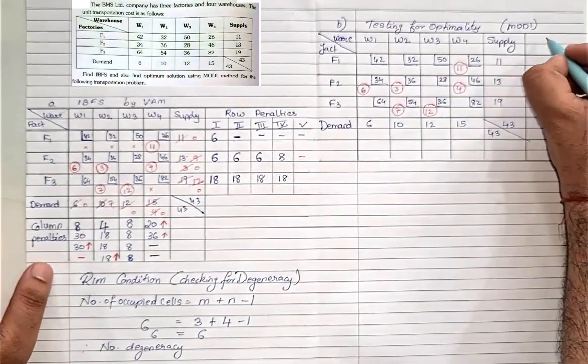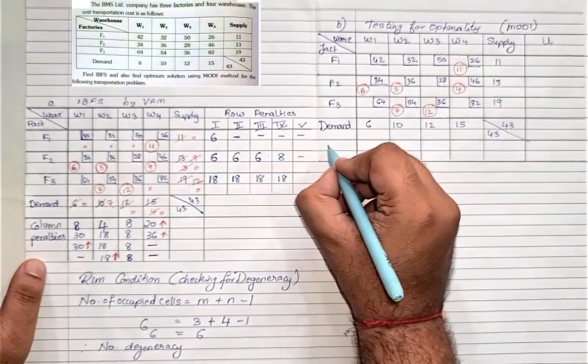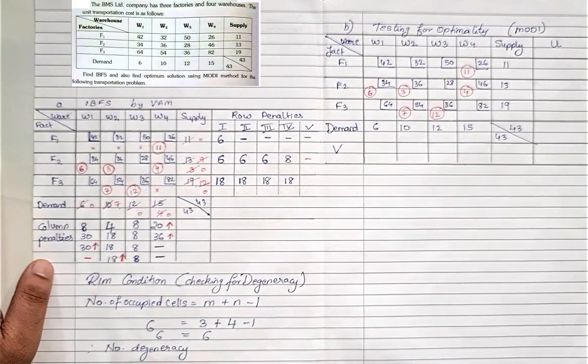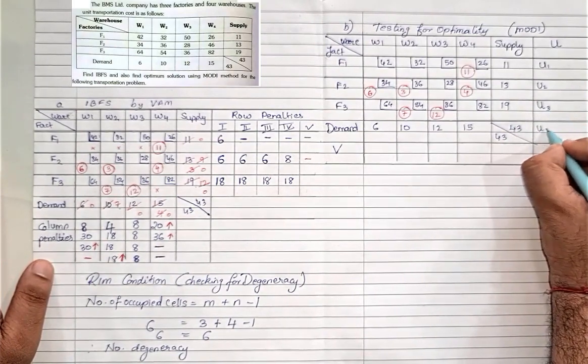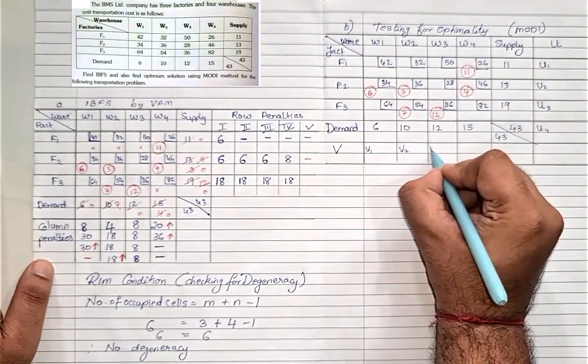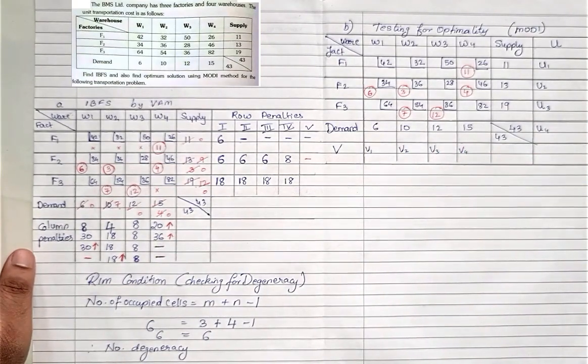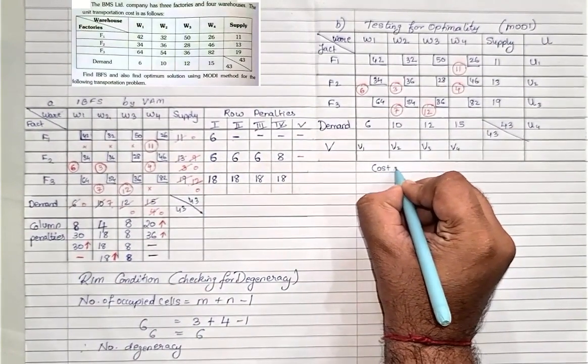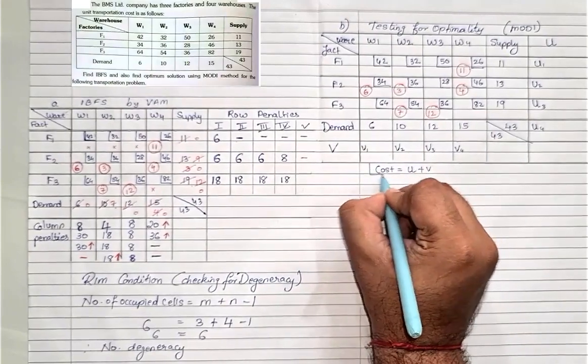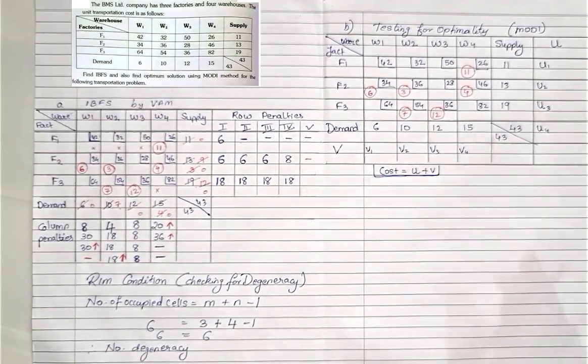Now you have to find two things under the MODI method. We have to find something called U and V, where we will be finding U1, U2, U3, U4, and here in V we need V1, V2, V3, and V4. Now we'll have to use a formula, cost is equal to U plus V. Based on this, we'll fill the entire table of U and V. It is very simple. Always remember U1 will always be considered as 0. So you have to take U1 as 0 always.